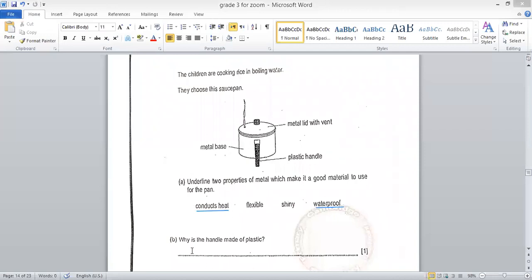Why is the handle made of plastic? Because plastic is an insulator of heat.